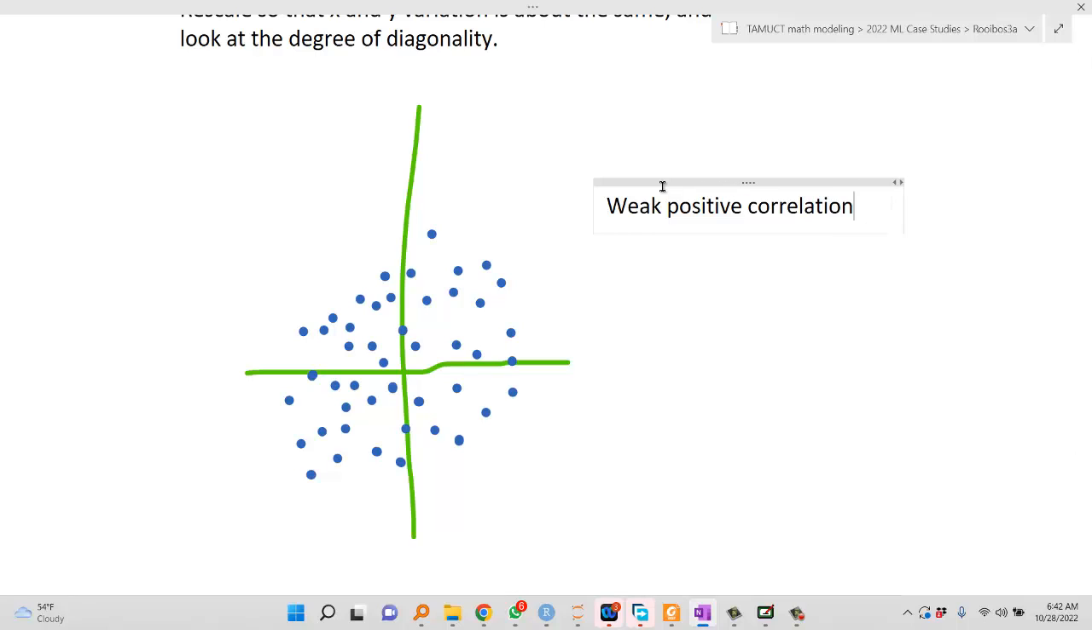So if you want to evaluate the correlation, then in your mind, this is what you should do. Stretch out the data so that the x and y variation is about the same. And how much does it lie along the 45-degree line?